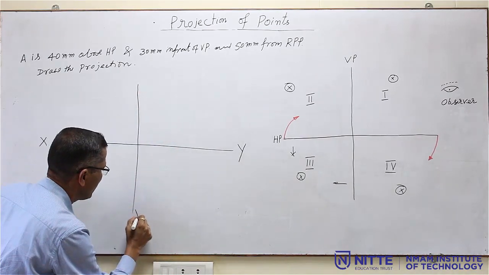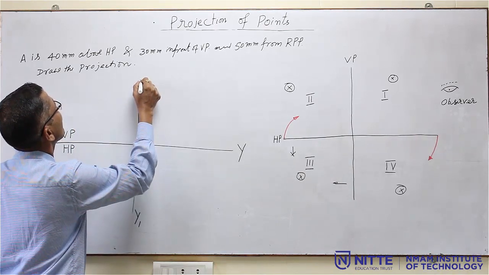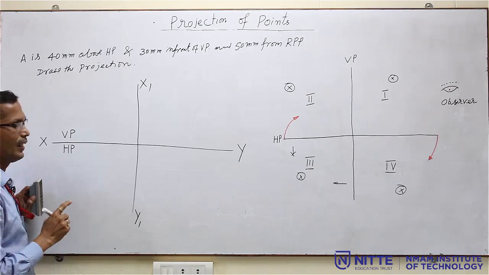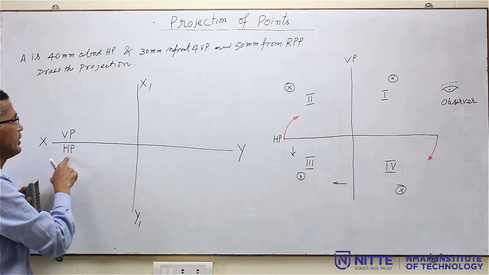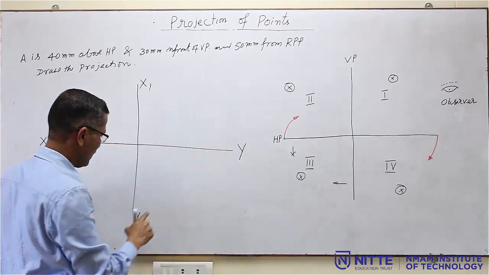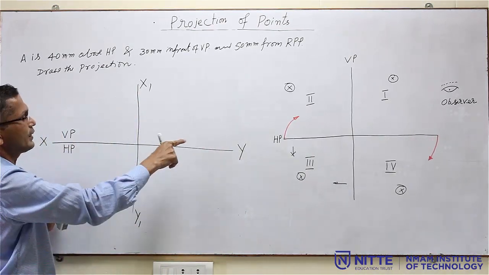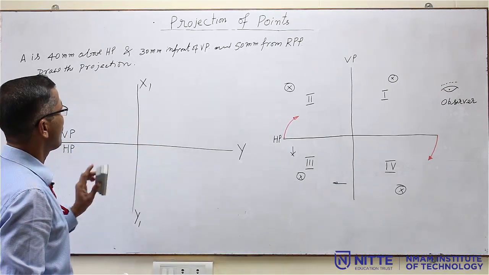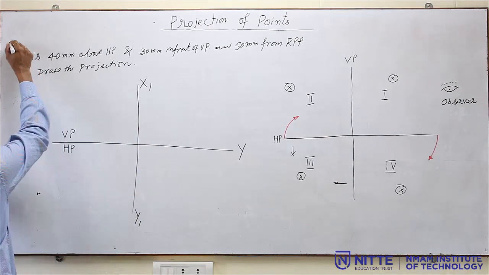So, this is X1 Y1. All these lines are dark lines and this VP, HP also should be visible. X is capital X, Y is also capital, this is also capital, all the letters are capital only. Then this is for the first quadrant, that is for this first problem.